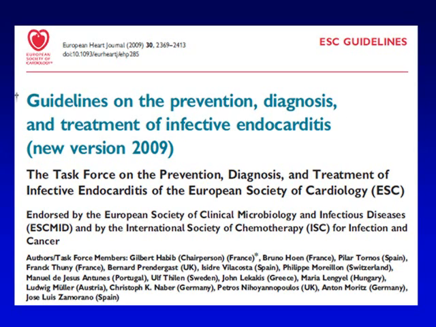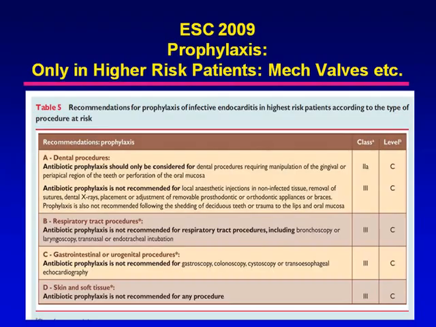The ESC has an excellent set of guidelines, which usually parallel the American Heart Association and American College of Cardiology, and are often published together, very, very similar guidelines. This is from 2009, and we again look at the issue of prophylaxis. They also, in this case, don't recommend it except in high-risk patients. And notice again the level of evidence here is fairly low. It's class C or whatever class.